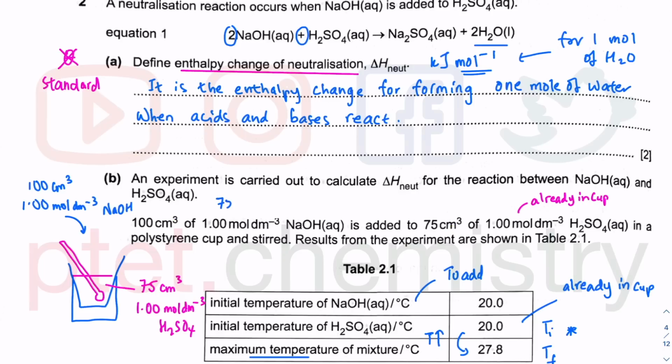So we can think about 75 cm cube of H2SO4. It would need 75 times 2, which is 150 cm cube NaOH, simply and only simply because they have the exact same concentration here, and the mole ratio is 1:2.